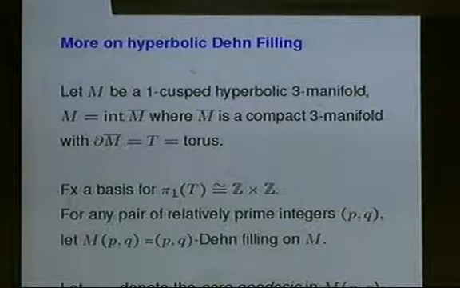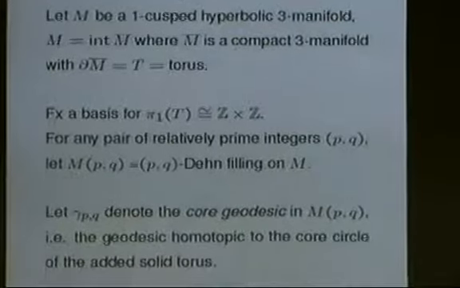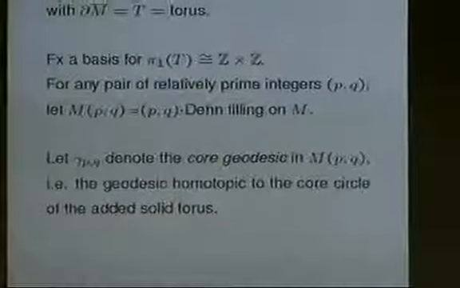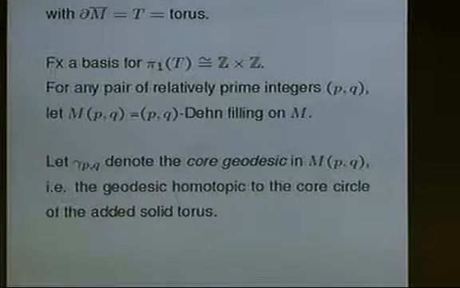Now I'd like to parameterize the simple closed curves on this torus. If we fix a basis for the fundamental group, which is just Z cross Z, then for each pair of integers with no common divisor, you get a corresponding simple closed curve on the torus, defined up to isotopy. I'm going to write M_pq for the corresponding Dehn filling. What that means is you take this manifold with boundary and glue on a solid torus so that the pq curve bounds a disk in this added solid torus. So that's pq Dehn filling.